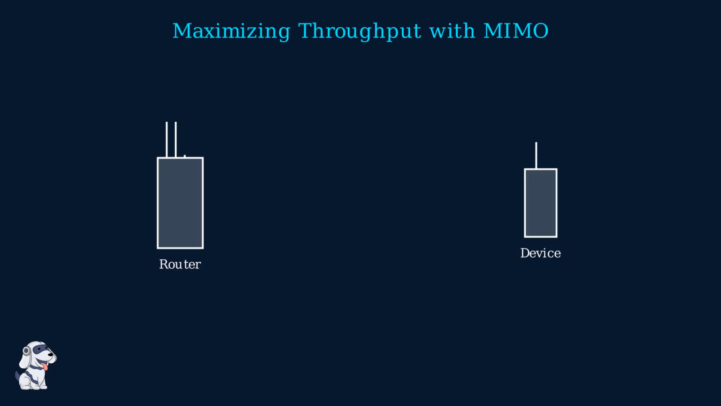MIMO, or multiple input, multiple output, is a core technology for modern Wi-Fi networks. Instead of a single antenna, MIMO utilizes arrays on both the router and your device. This enables the transmission of multiple, simultaneous data streams over the same radio frequency. By sending unique data on each spatial stream, we multiply the network throughput without needing extra bandwidth. This spatial efficiency allows devices to receive significantly more data in less time. Ultimately, MIMO transforms how we consume data, enabling stable, high-speed connections even in environments with multiple active users.